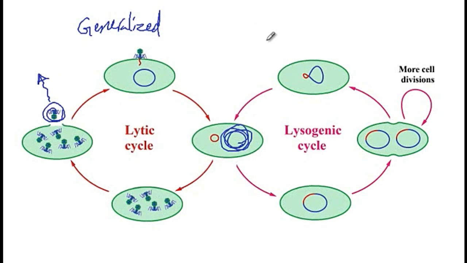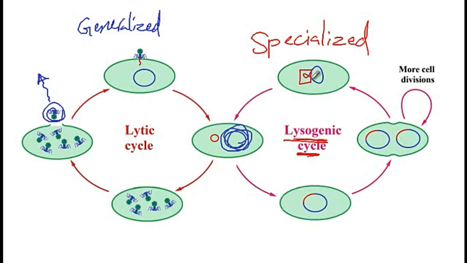The other form of transduction is called specialized transduction, which includes the lysogenic phase. So when the viral DNA is incorporated into the bacterial DNA, it can undergo multiple divisions. And then eventually, when the viral DNA is excised out, it may cut part of the bacterial DNA. So the flanking DNA may be cut with it and transfers to the new bacterium. So this is referred to as specialized transduction.